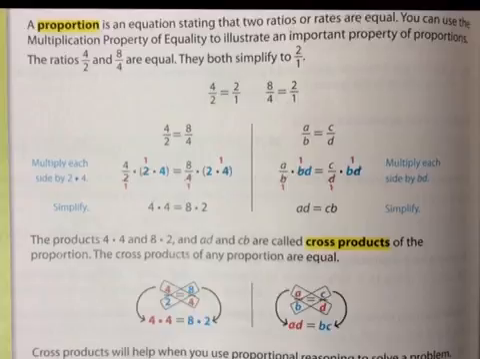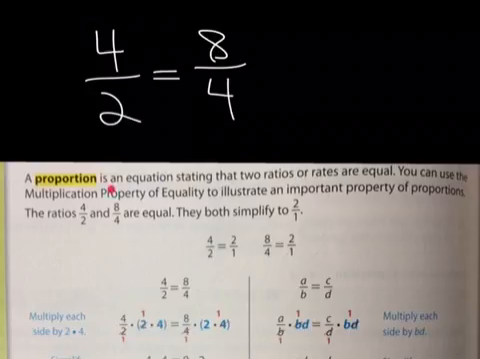So as we just did there, we just looked at a proportion. And what that means is that a proportion is an equation. This is an equation because we have an equal sign, right? It says this side is the same as this side. It's an equation stating that two ratios or rates are equal. This ratio and this ratio are equal. This is proportional. You can use the multiplication property of equality to illustrate an important property of proportions.